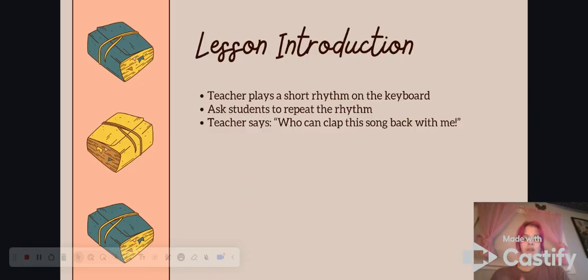So for the introduction, the teacher would play a short rhythm on the keyboard and ask the students to repeat the rhythm back to her, prompting them with, who can clap this song back to me? Who can clap this rhythm with me? Using classroom-focused terminology, so rhythm, pitch. So if the teacher were to play like that on the keyboard, then all of the students, when prompted, would go with her.